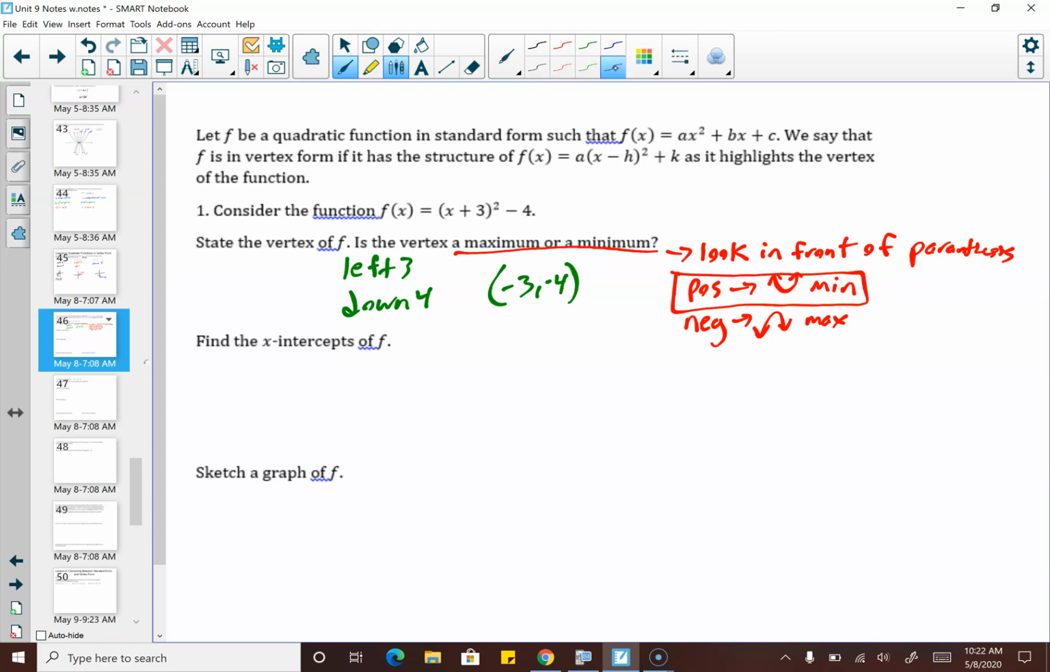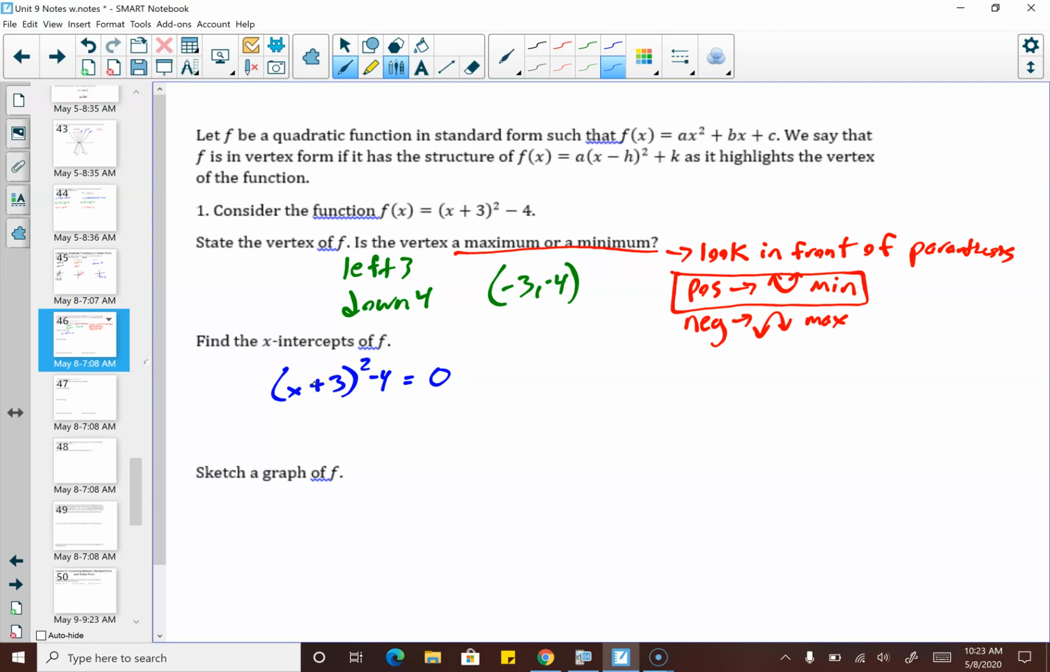Okay? So again, minimum and maximum just goes by what number and sign is in front of that parentheses, what that a value is. Now, if there's nothing there, it's really just an imaginary 1. Find the x-intercepts of the graph, or of f, I should say. So what that means is we're going to take that equation and we're going to set it equal to 0.